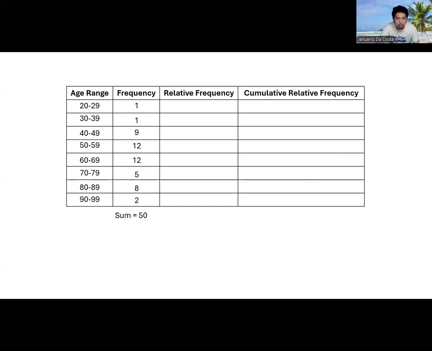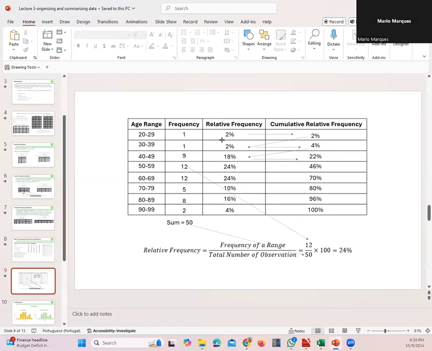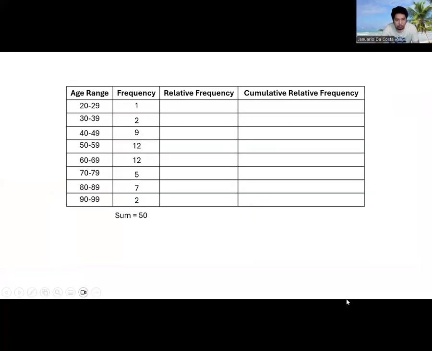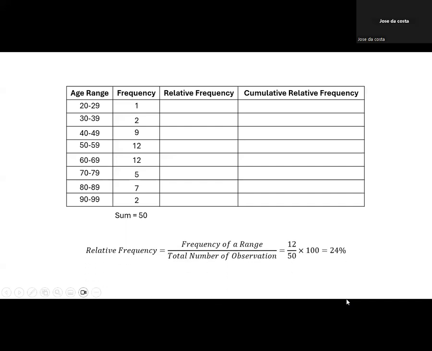So 1, 2, and 7. This one is 2. This one is 7. Okay, so now that you already have that, the sum should be 100%.